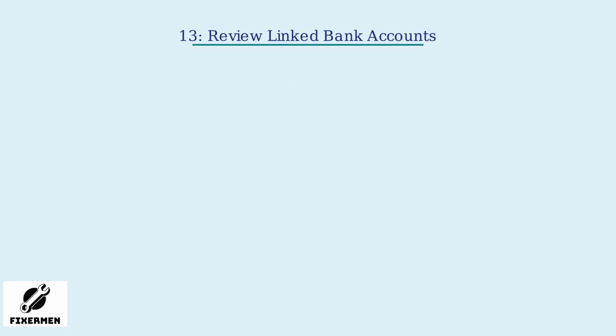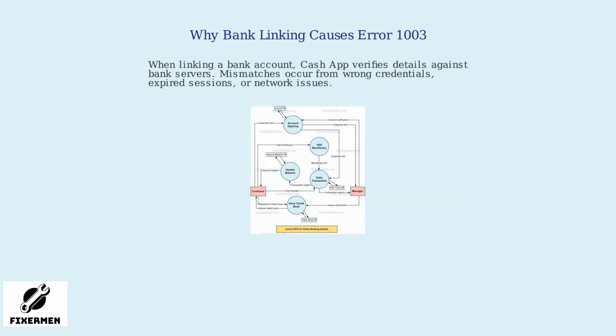Authentication mismatches can occur when linking external bank accounts to Cash App. This often happens due to incorrect information or unstable connections. Bank linking involves data exchange between Cash App and your bank. Errors arise if this flow is interrupted.